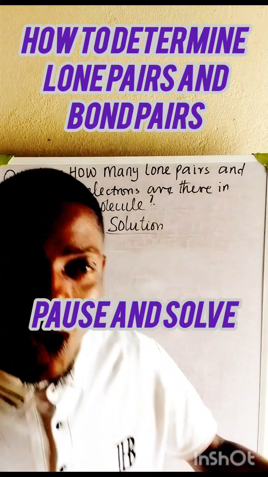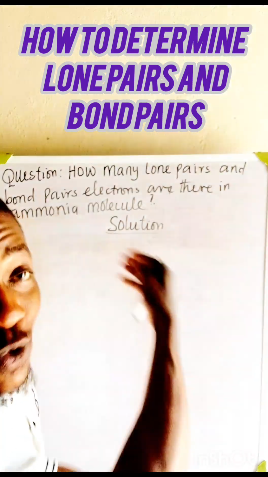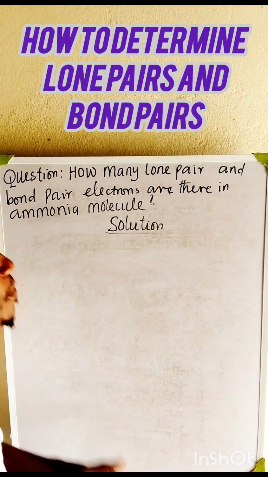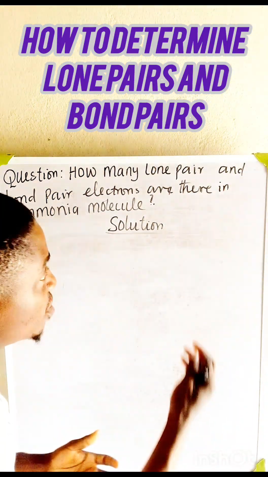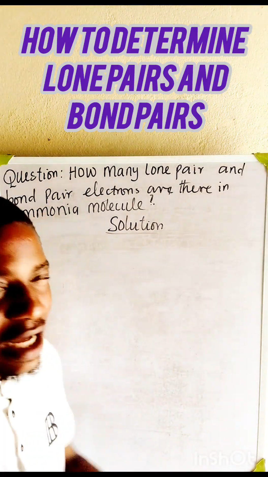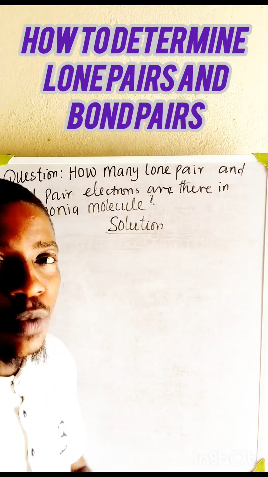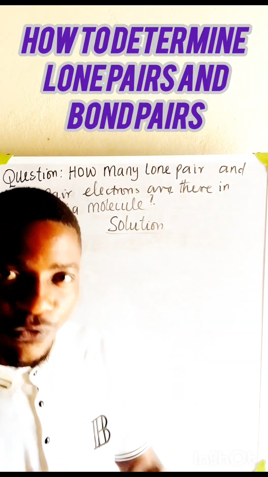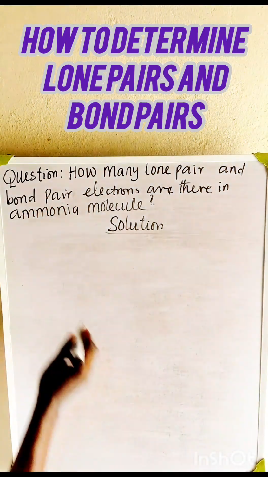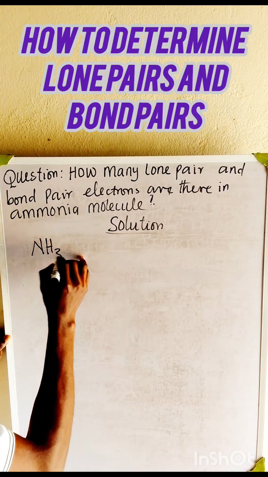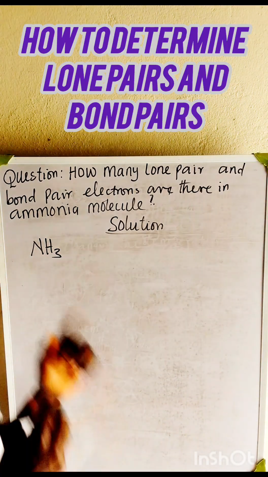Let's go. All right, so let's work this out. The question on the board says, how many lone pair and bond pair electrons are there in ammonia molecule? The first thing for us to do is to bring out the formula of ammonia molecule. Ammonia, the formula is NH3. That is the first thing.